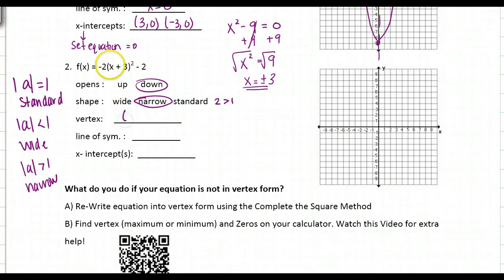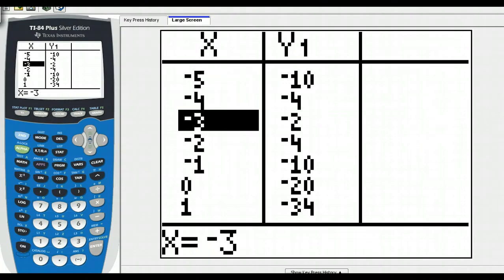So the vertex here, whatever's inside is the x portion, and it's always opposite. So since this says +3, my x term is -3. That's only true for the x. And then the y is -2. So I'm going to go -3, -2, which means my line of symmetry is x equals -3. And I'm going to draw that dashed line through my vertex. And it's a vertical line, so it's x equals -3. So we can maybe algebraically find the x-intercepts just like we did in example 1. But in this case, I want to look at the calculator.